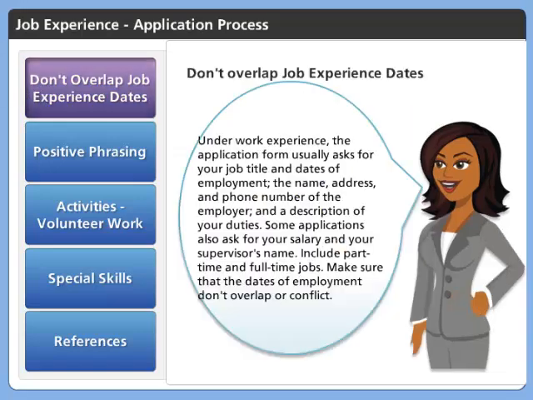Don't overlap job experience dates. Under work experience, the application form usually asks for your job title and dates of employment, the name, address, and phone number of the employer, and a description of your duties. Some applications also ask for your salary and your supervisor's name. Include part-time and full-time jobs. Make sure that the dates of employment don't overlap or conflict.